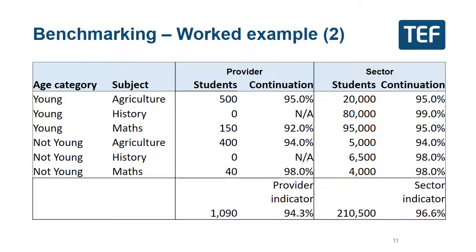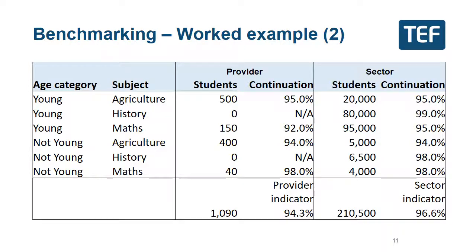So the second table shows the same information but for the entire higher education sector. If we compare the overall continuation rates, you can see for the entire sector the continuation rate is 96.6%, which, if you remember, is a bit higher than the provider's indicator of 94.3%. So it looks like the provider's continuation rate is quite a bit lower than the rest of the sector. But we can see from this table that there are a few differences in the profile of students across the sector compared to what we saw at the provider.